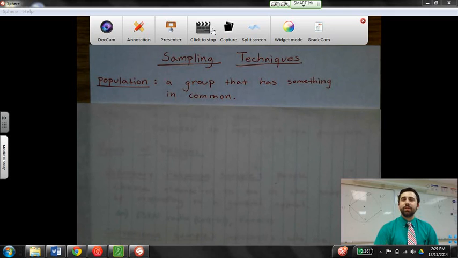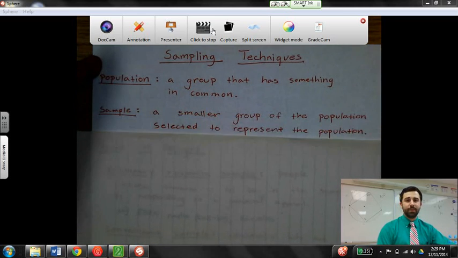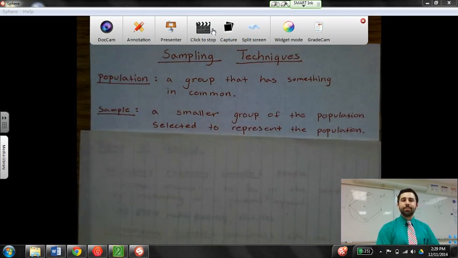Now, when the United States wants to know how many people live in it or how many citizens they have, they do what's called a census. Well, a census is nearly impossible to accurately achieve. So in order to find certain information about groups of people and about the population, they take a sample of the population. And a sample is a smaller group of the population selected to represent that population.